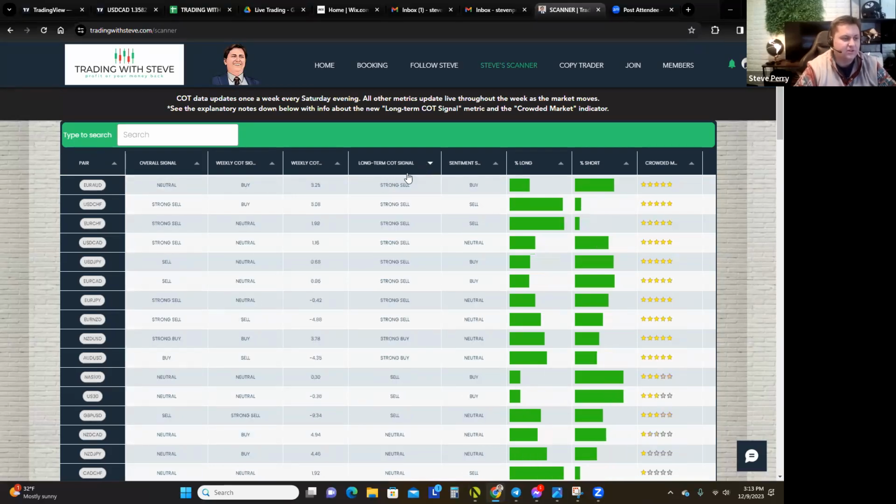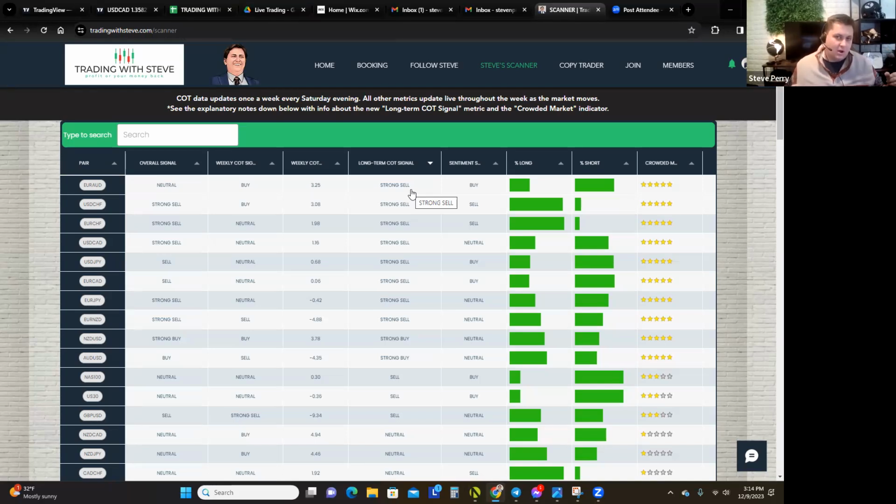When you filter this, you can see all the strong sells and strong buys float up to the top. Typically, if it says strong buy or strong sell, that usually means you get into what we call the crowded market phase. We're going to talk about crowded market in just a moment and what that means. But basically, the concept is when the banks get a very large position, let's say, for example, on the Euro Aussie, they have a really big Euro long position and a really big short position on the Aussie. So you've got lots of buying pressure on the Euro, lots of selling pressure on the Aussie.